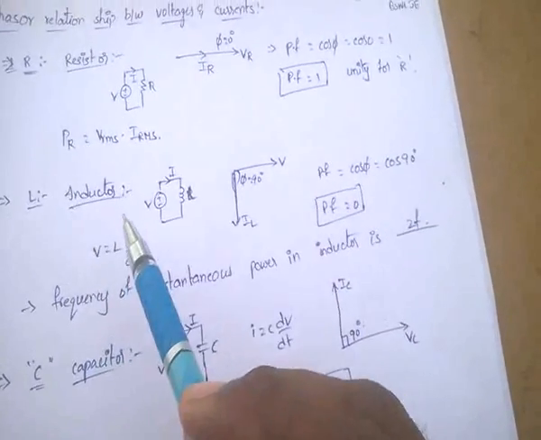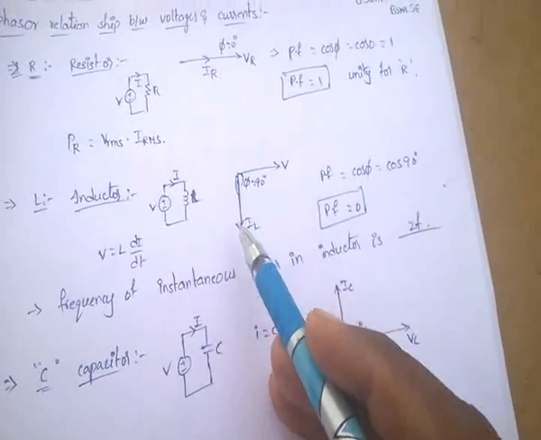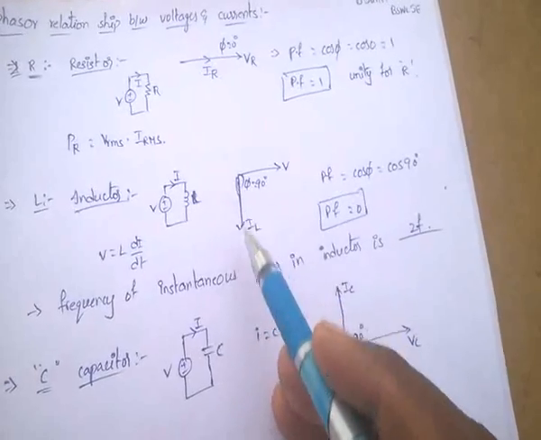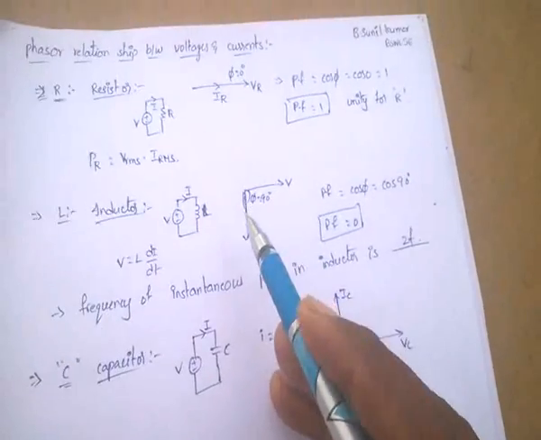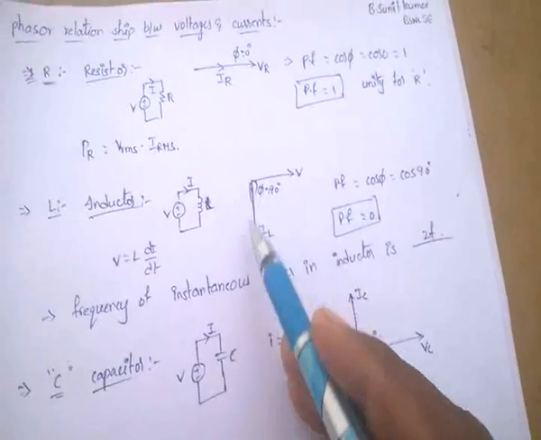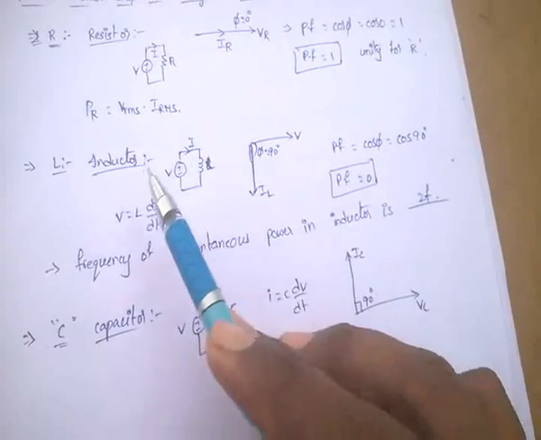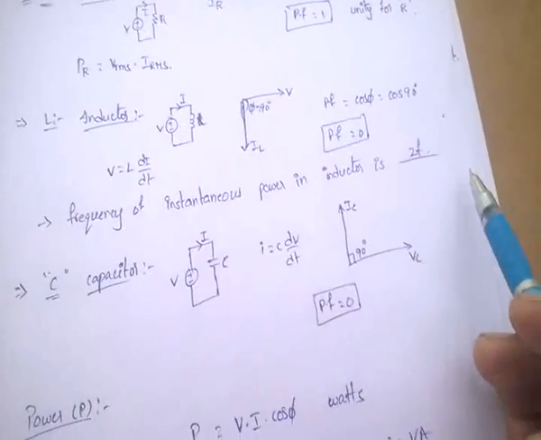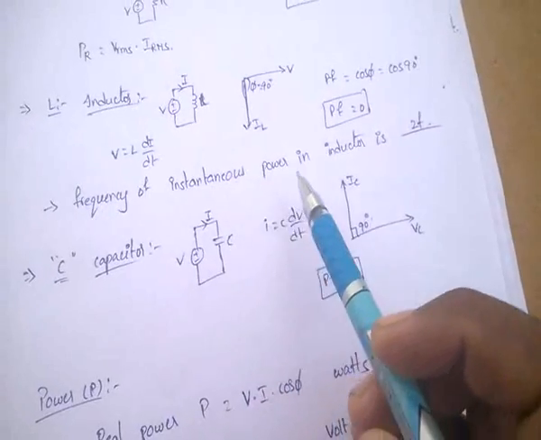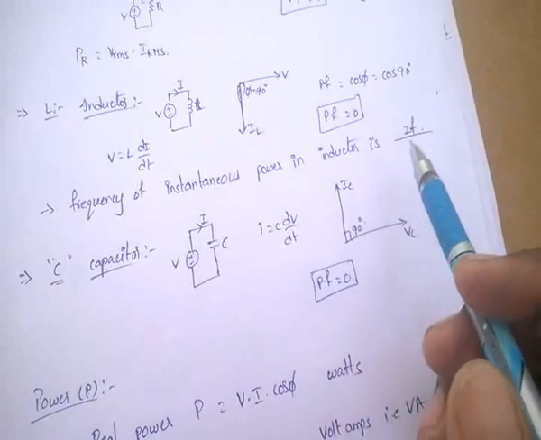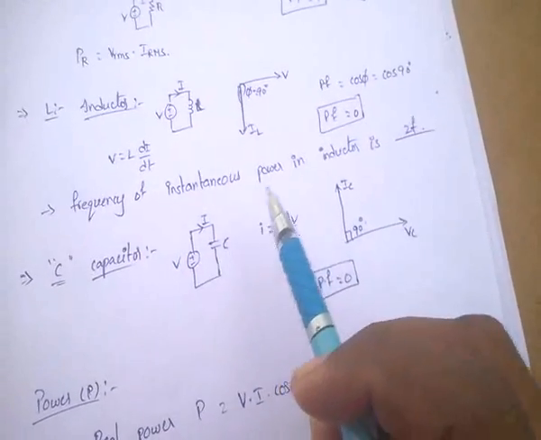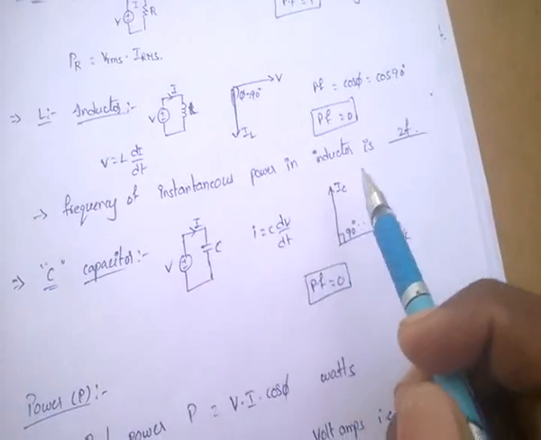In case of an inductor, current lags the voltage by 90 degrees. Here the voltage vector, the current lags the voltage by 90 degrees. Power factor of a pure inductor is 0. The frequency of instantaneous power in an inductor is 2f.